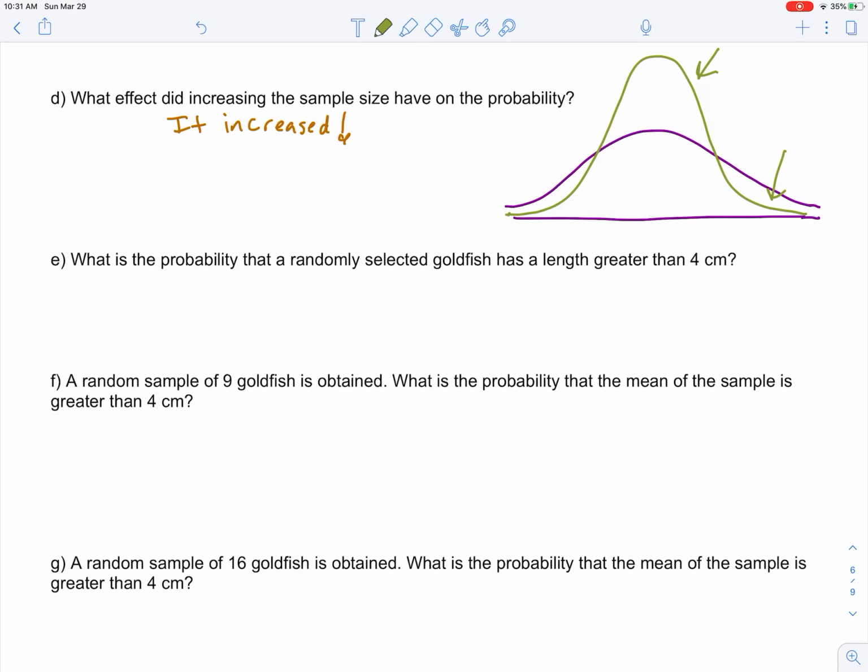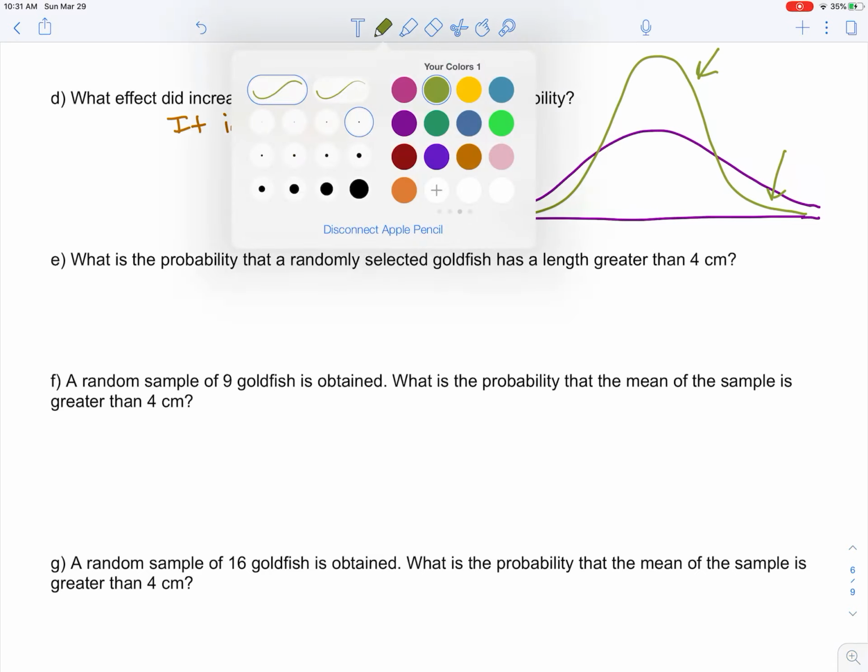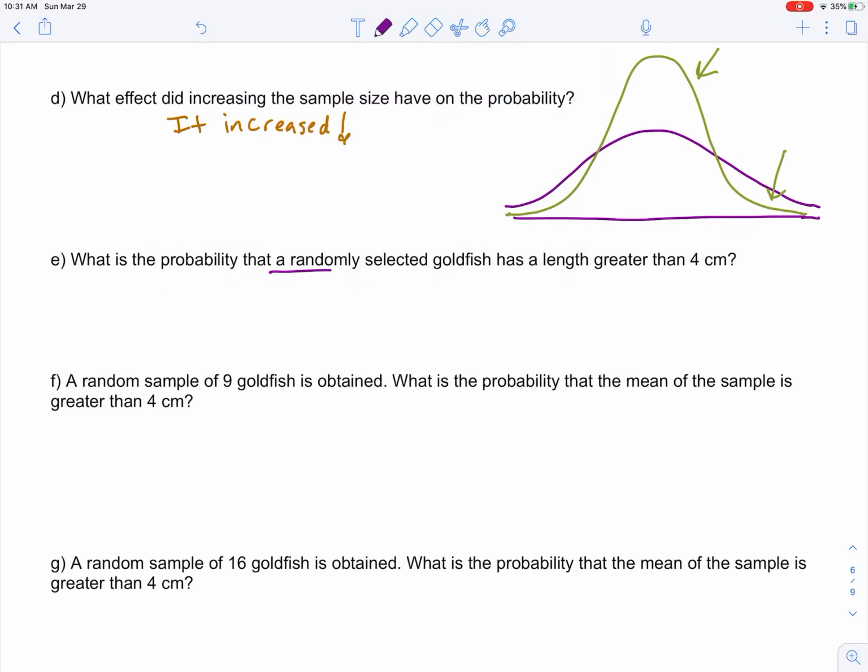What if we're looking at something in the tails? What is the probability that a randomly selected goldfish has a length greater than 4 centimeters? We're back to just one goldfish. So we're looking at the random variable x being greater than 4. So this will change our normal CDF slightly.